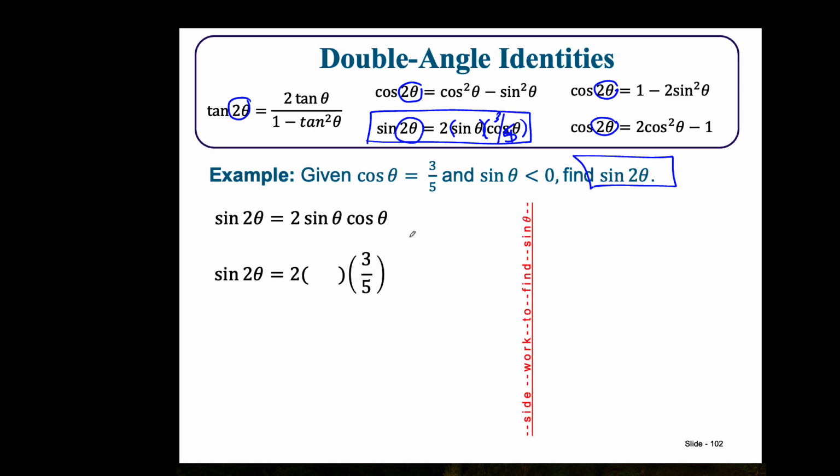All right, side work to find sine of theta. Well, based on what we know, we can use the Pythagorean identity, sine squared theta plus cosine squared theta equals 1, because we know cosine theta. So we plug in its value of 3/5, and now we are going to isolate sine of theta.